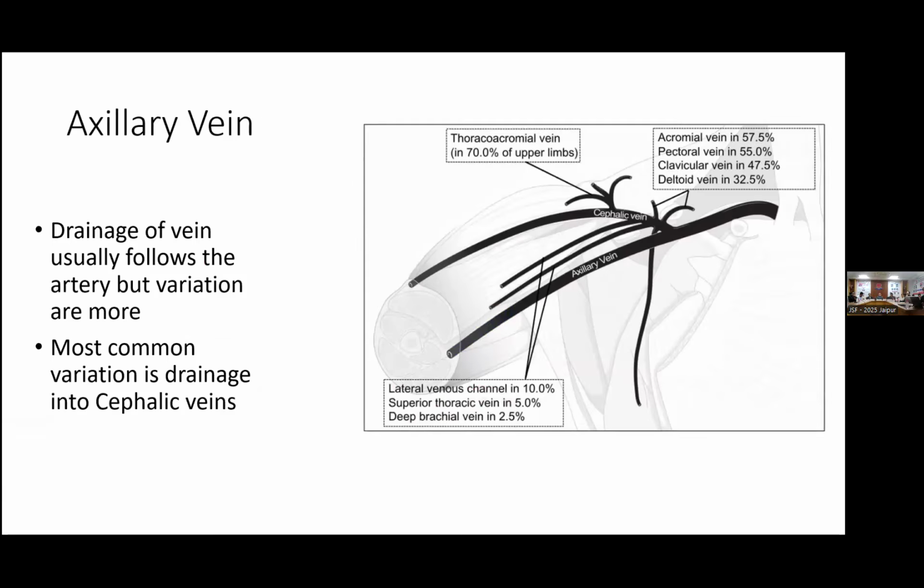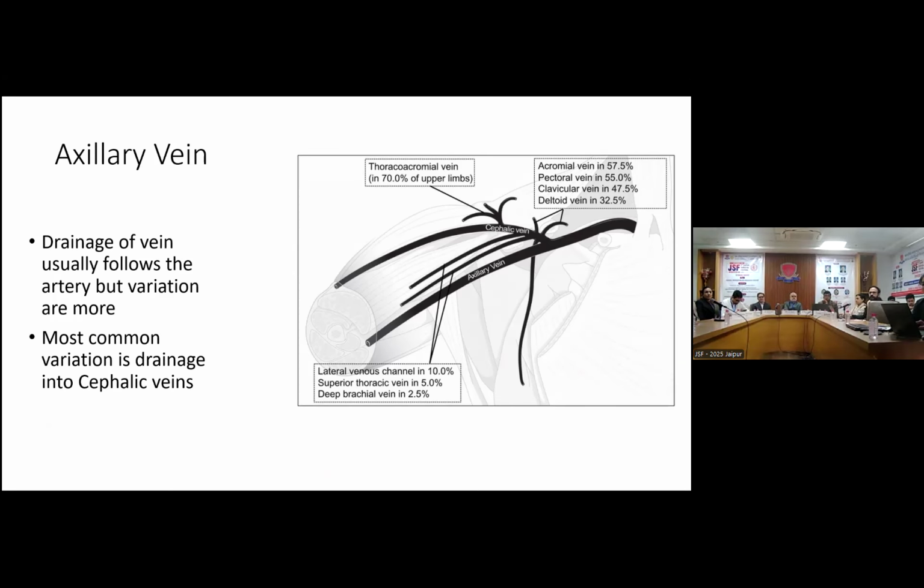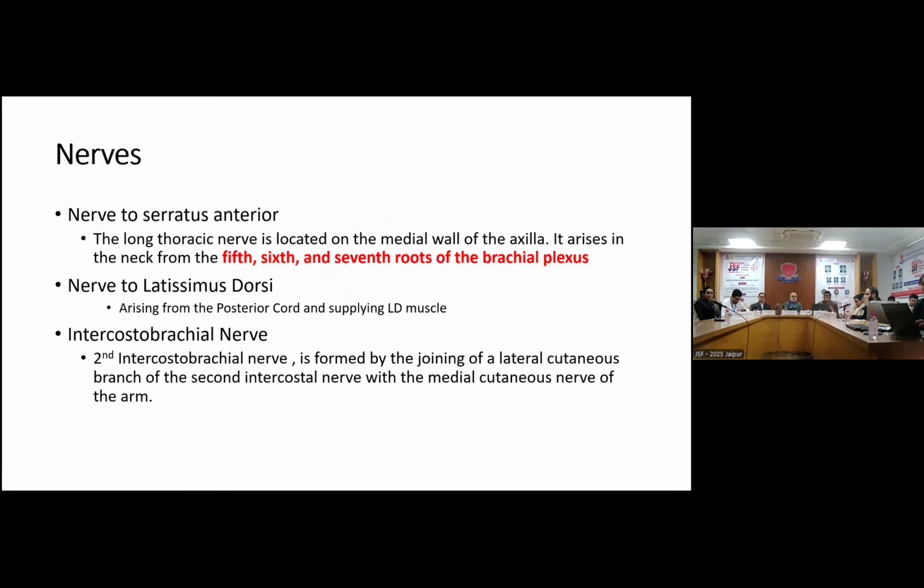So the axillary vein usually follows the artery, but it is more variable, as the veins can also drain into the cephalic vein. So, the three nerves that we usually encounter during an axillary dissection: the nerve to serratus anterior, arising from the 5th, 6th, and 7th roots of the brachial plexus; the nerve to LD, which arises from the posterior cord, supplying the LD muscle; and the intercostobrachial nerve, which is a combination of the second intercostal nerve and the medial cutaneous nerve of the arm, supplying the medial portion of the arm.